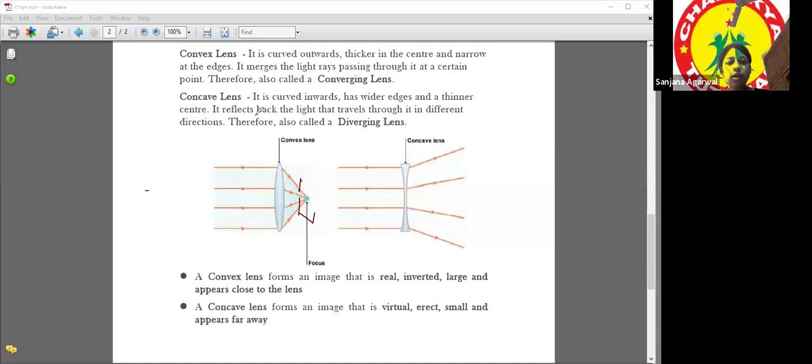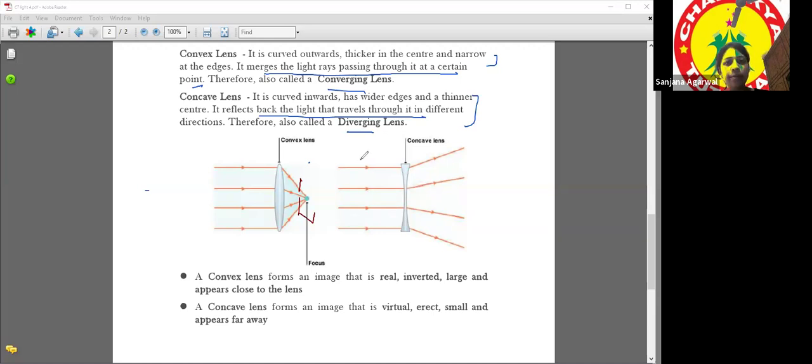So, convex lens and concave lens, why they are known as converging and diverging respectively. You can write this whole brief description along with the diagrams for whichever it is asked. Why is a convex lens converging? Because it merges the light rays passing through it at a certain point, which is called focus. Therefore, it is converging. And for concave, it reflects back the light that travels through it in different directions. Therefore, it is called diverging.